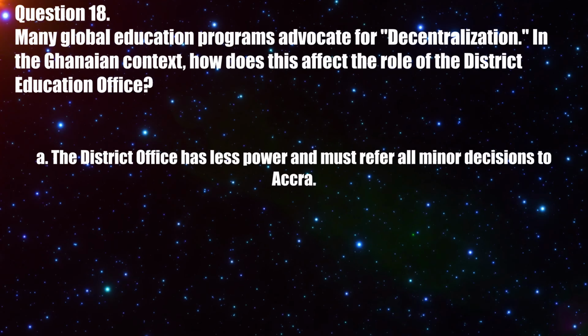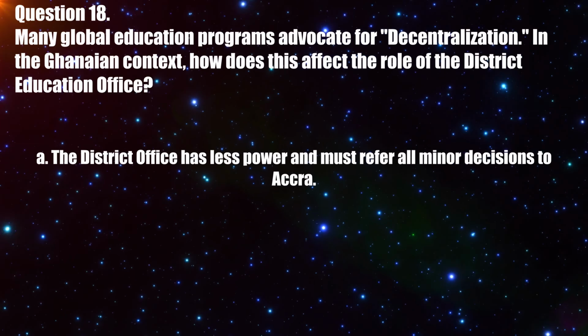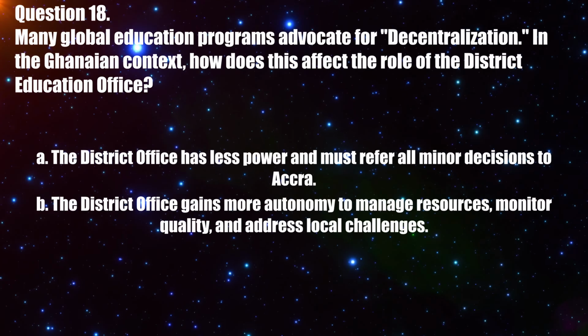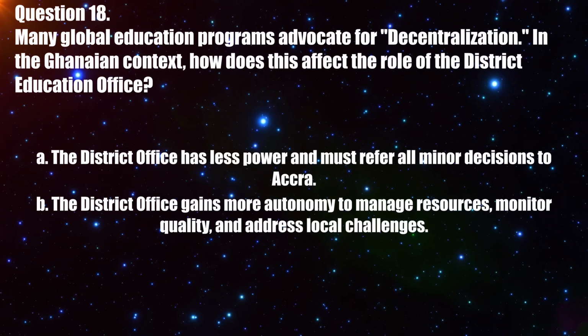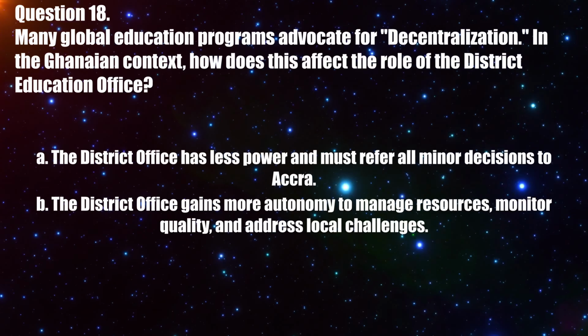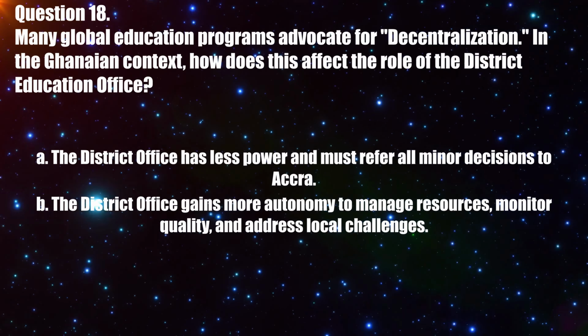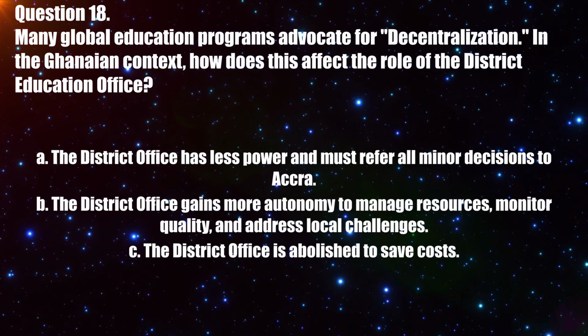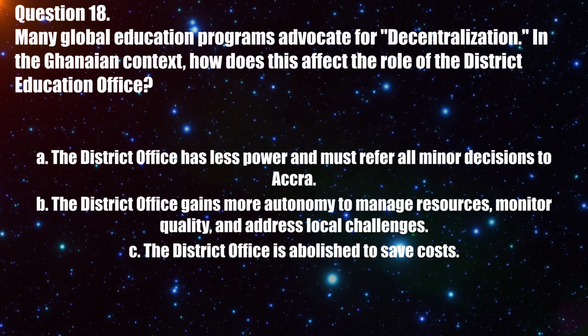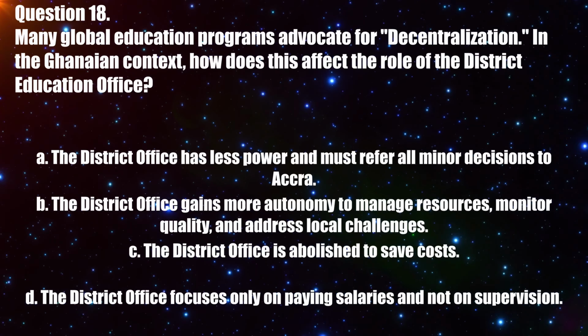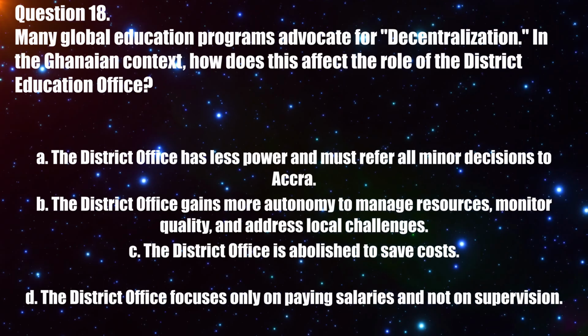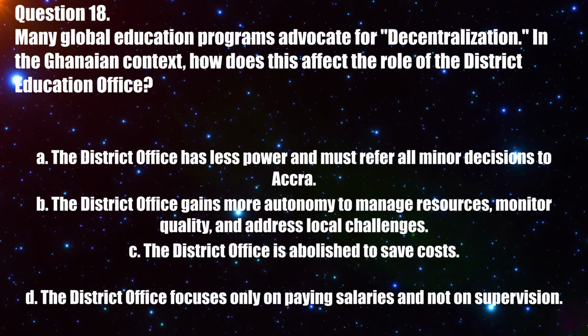A. The district office has less power and must refer all minor decisions to Accra. B. The district office gains more autonomy to manage resources, monitor quality, and address local challenges. C. The district office is abolished to save costs. D. The district office focuses only on paying salaries and not on supervision.